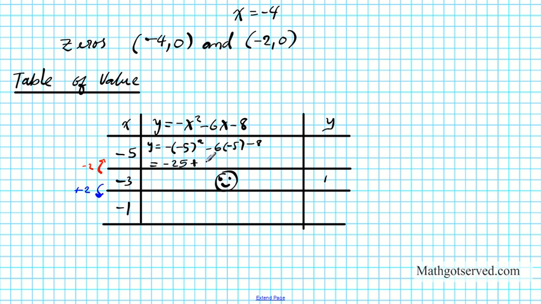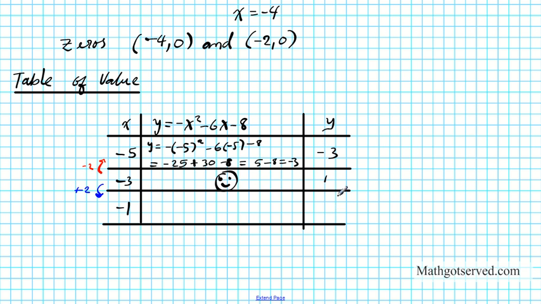plus 30 minus 8. And this comes out to 5 minus 8, which equals negative 3. Alright, so this one's going to be negative 3.